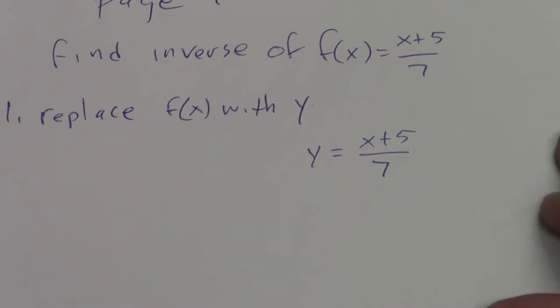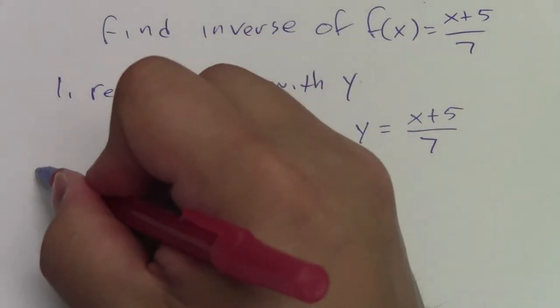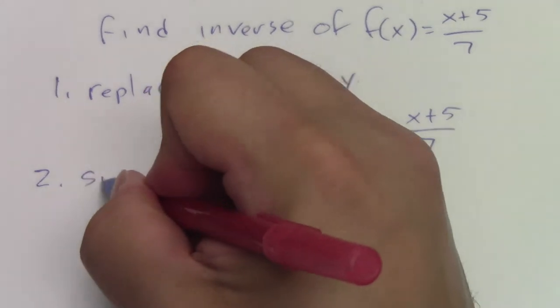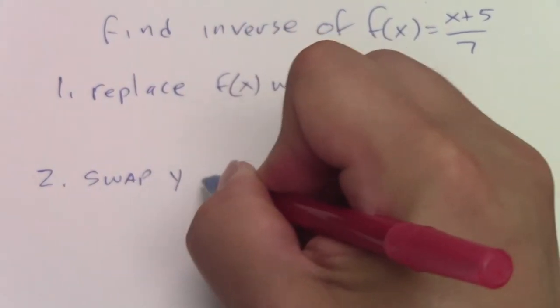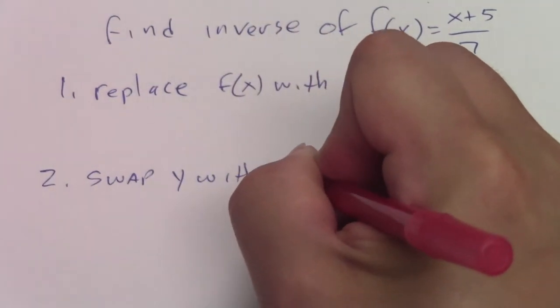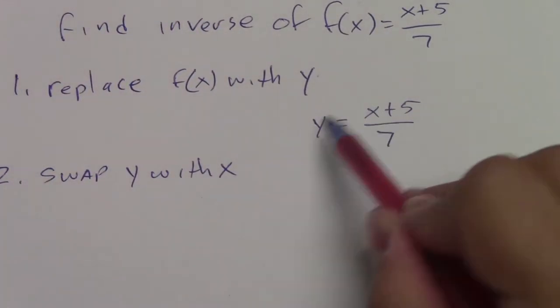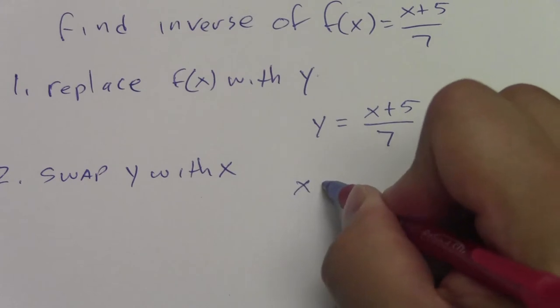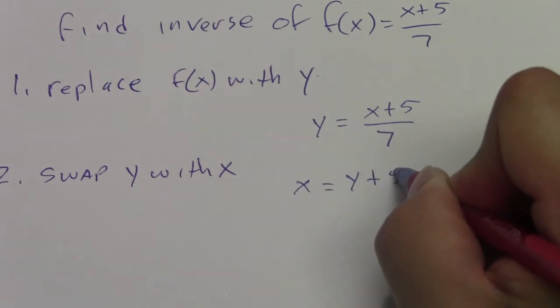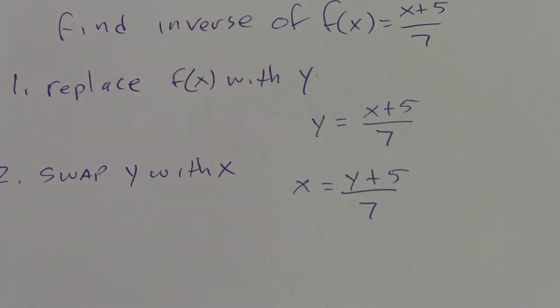All right, step 2. Swap y with x. Y and x, flip them. So x equals y plus 5 over 7.